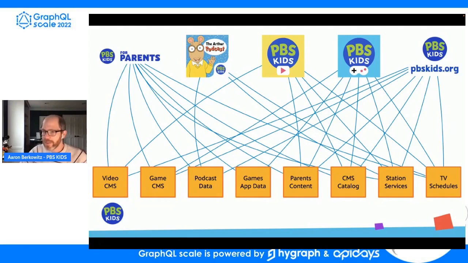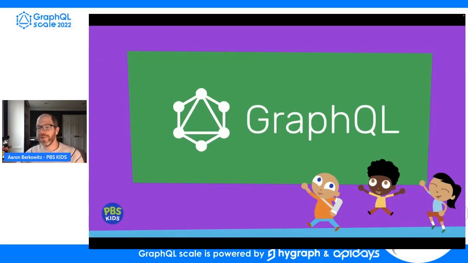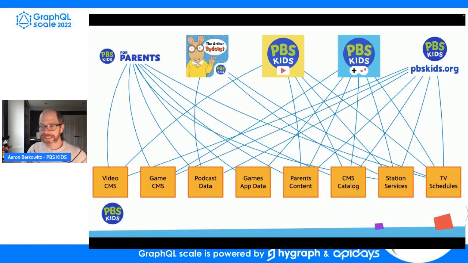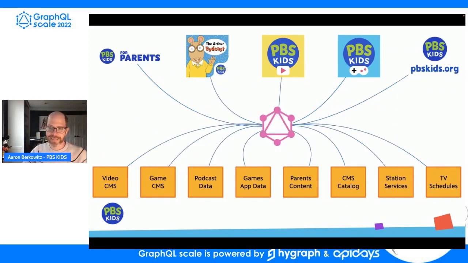So a few years ago, as the PBS Kids for Parents website was undergoing a full redesign and reimagining, we sought out tools to help us navigate the complex data model and quickly get data from these sources to our users. And of course, GraphQL came to the rescue for us. The craziness of this API and connection layer went to this.